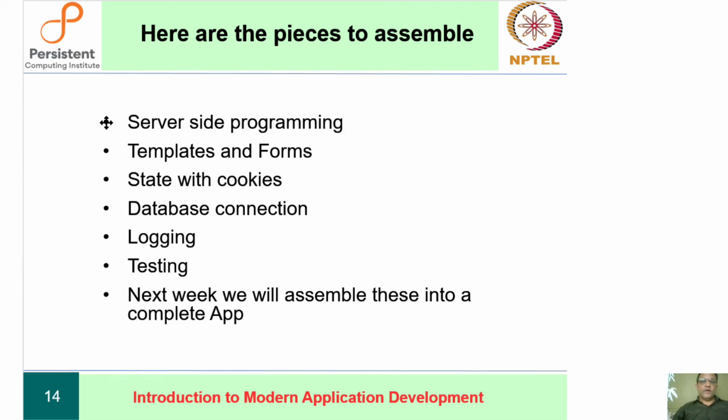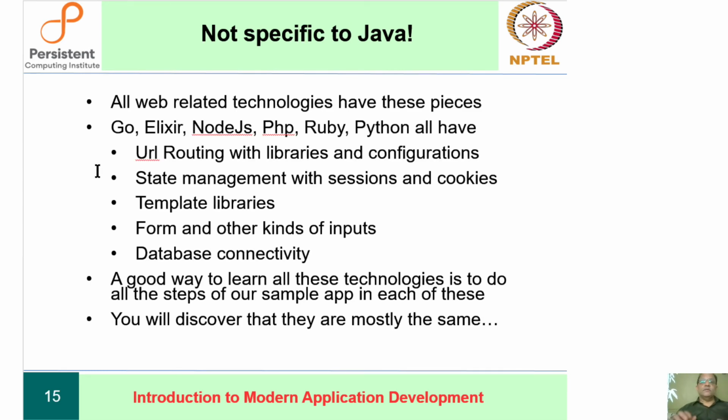And then at this point, these are our pieces. We know server-side programming, we know templates and forms, we have state with cookies, database connections, logging. Testing, we didn't get a chance to get into this time, but we'll take a look at testing later. There is something called embedded Tomcat, which you can use for some kinds of testing. And next week, we will assemble all these into a complete app. The important thing to remember is these problems are universal to web applications. They are not Java specific.